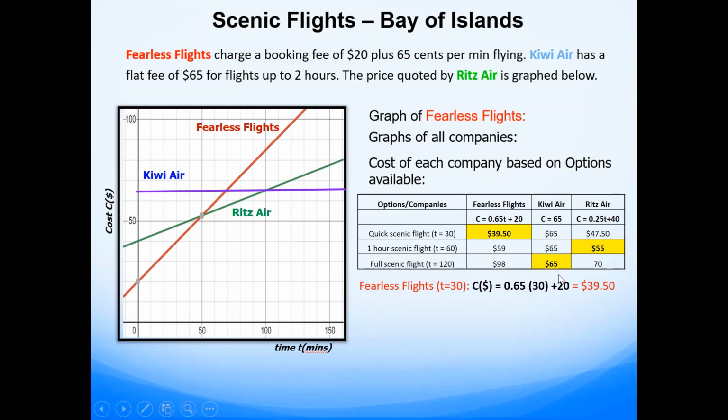We know Kiwi Air is charging a flat fee of $65, so all of these will have the same cost. And then Ritz Air, the equation we are using is 0.25t plus 40, and we basically do the same thing. We grab the time value of 30, so 0.25 times 30 plus 40 gives you $47.50, and then we repeat the process.